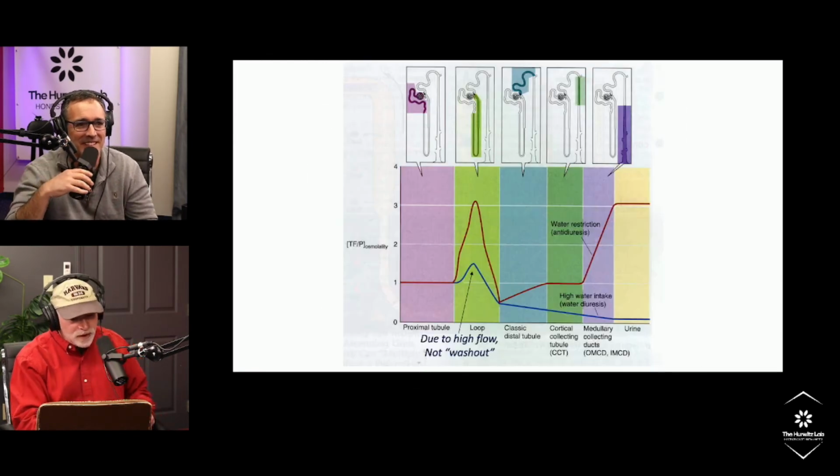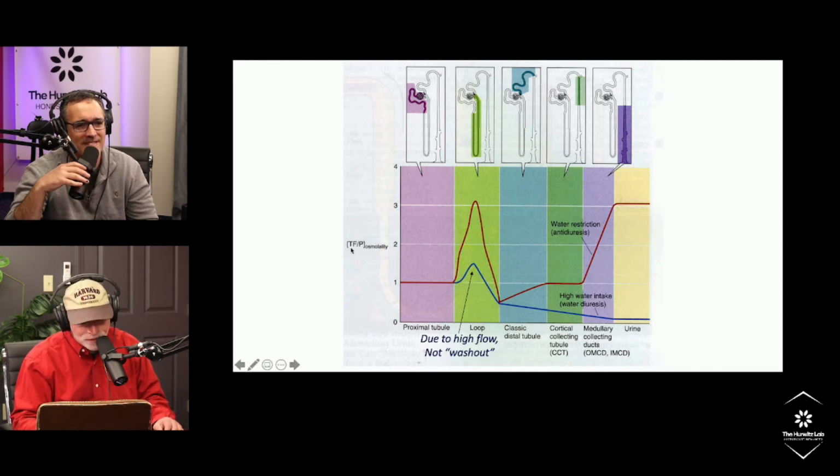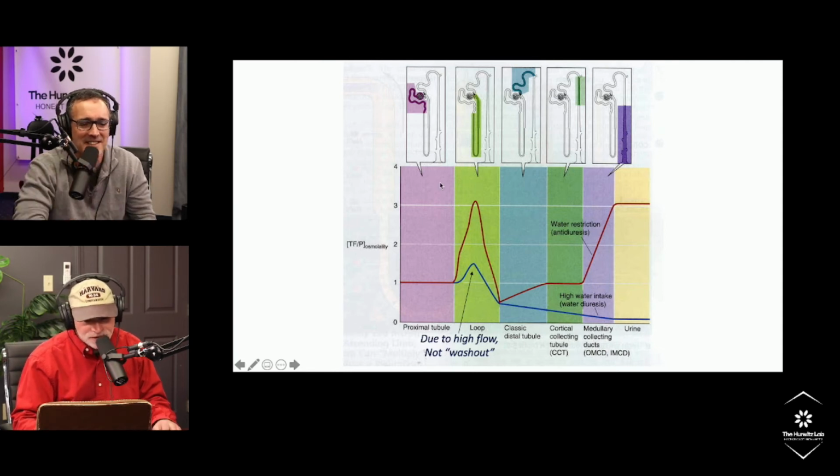So here's what's all happening. Here's the reason we're doing all this. This is the classic drawing, and I love this: the tubular fluid over plasma ratio. This is the real deal. This one shows that you start off in the proximal tubule, from Bowman's capsule to the proximal tubule. Look at this flat line.